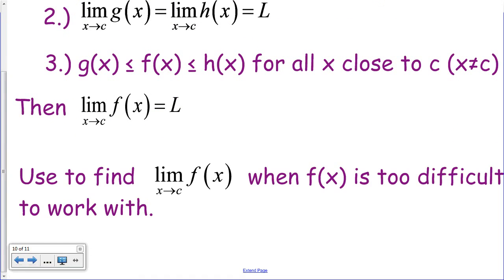Use this to find the limit as x goes to c of f of x when f of x is too difficult to work with. And what kind of functions are too difficult to work with? Well, we're going to see one right here: the limit as x goes to 0 of sine of x over x. I don't have any algebraic technique I can use to simplify that any further. Instead, I'm going to rely on this theorem to prove that the limit is equal to 1 by finding two other functions whose limits are 1 that this function is squeezed between.